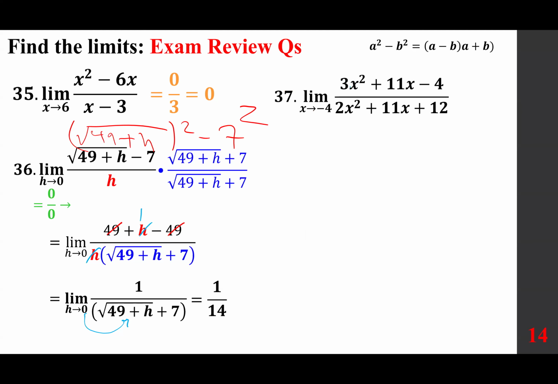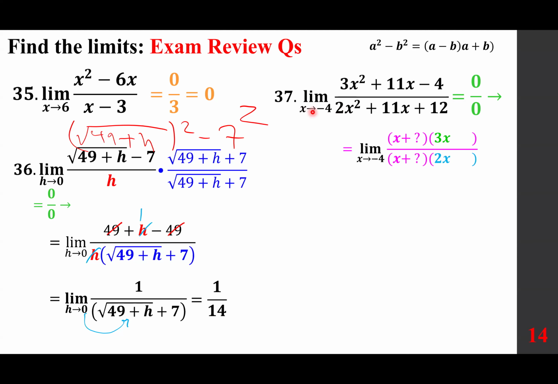The limit of 3x squared plus 11x minus 4 over 2x squared plus 11x plus 12 as x approaches negative 4. I'm going to leave it for you to show that if you plug in, you get 0 over 0. So the technique is factoring. Now, a couple of things I want to say about the factoring. Number one, this is 3, so it's a prime number, it's 1 times 3. This is 2, it's a prime number, it's 1 times 2. So I'm going to write it as such.